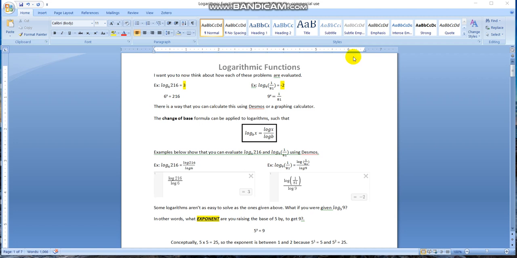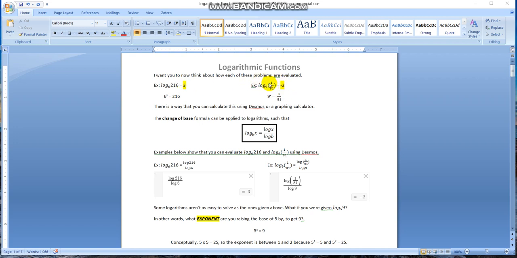So if you watched the last video, I introduced this idea of a logarithmic expression. One way to think about this is, if you see this, you want to think: what exponent are you raising the base of 6 to get 216? If you try this, 6 times 6 times 6 is going to be 216. So this means log base 6 of 216 is going to be 3.